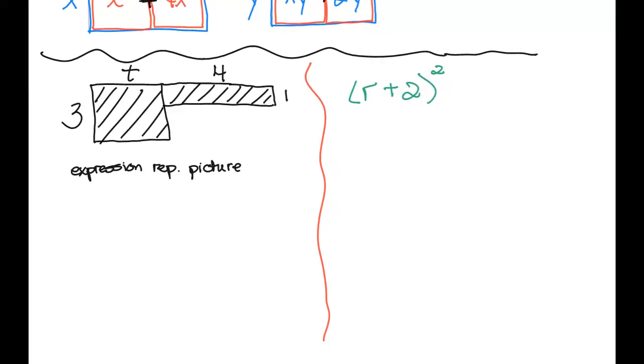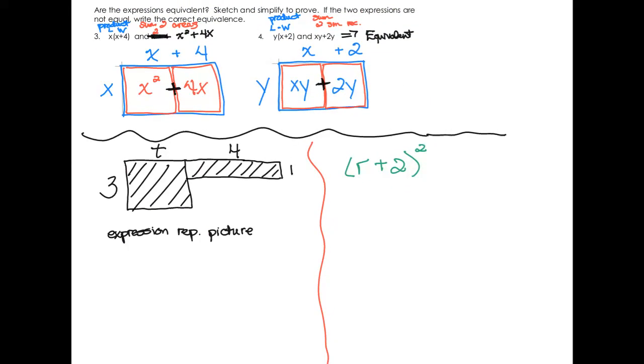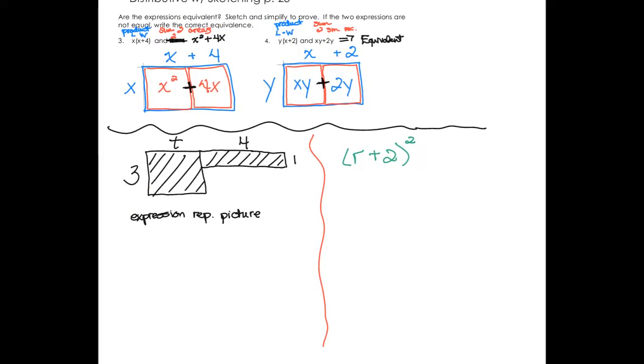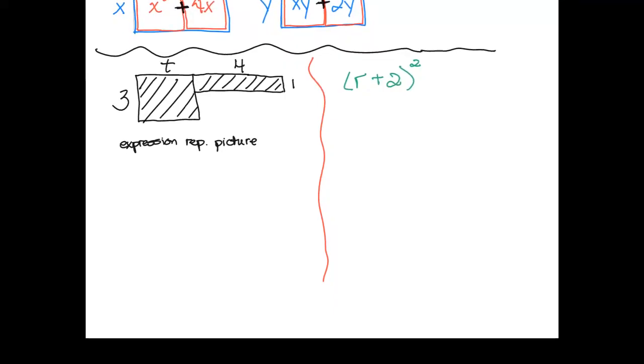So let's do some thinking here. I need an expression that represents this picture. Now, it looks different from all the other ones that we have because what we have on the right-hand side does not have the same length as what we have on the opposite side. Does anybody have an idea of what this expression might be?